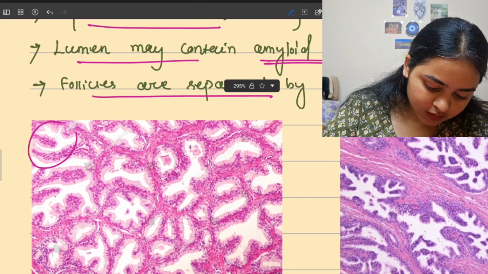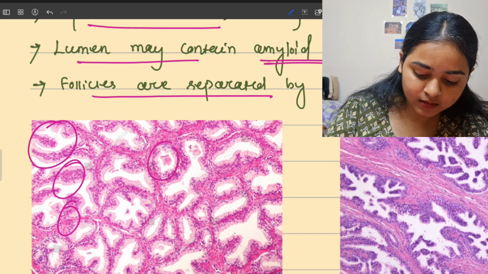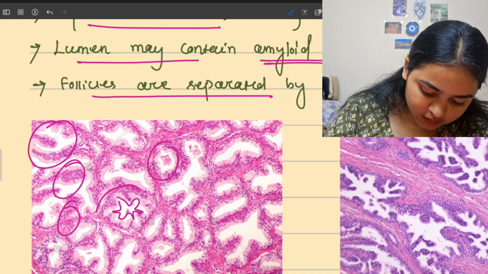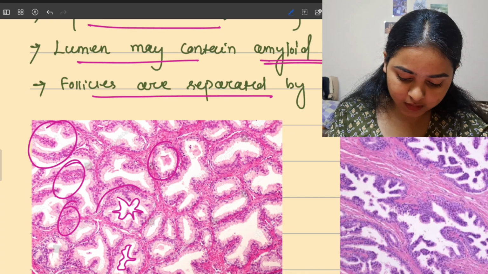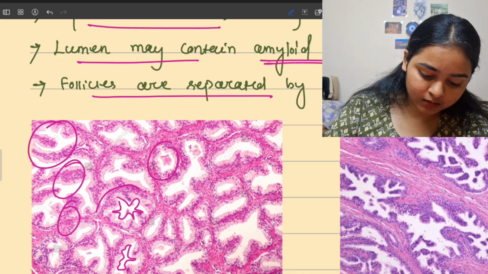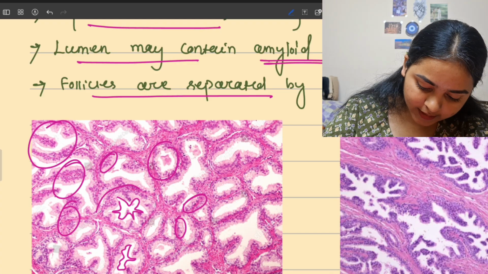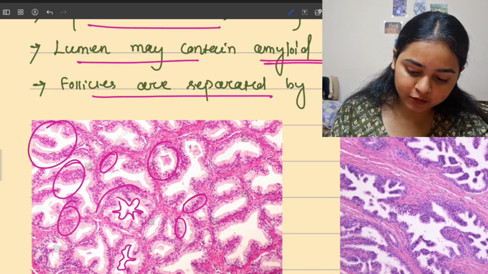Okay, so these are the glandular structures present. You can easily identify these are the follicles present and these are the serrated edges. Can you see? Can you appreciate the serrated edges present? These are the serrated edges present towards the lumen. Okay, and this is lined by the columnar epithelium. The glandular part is lined by the columnar epithelium. You can easily identify it under the microscope.